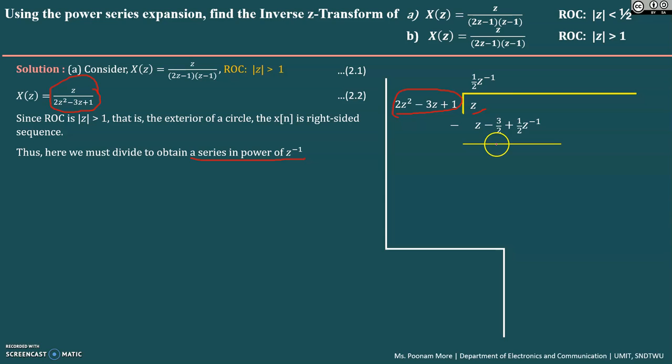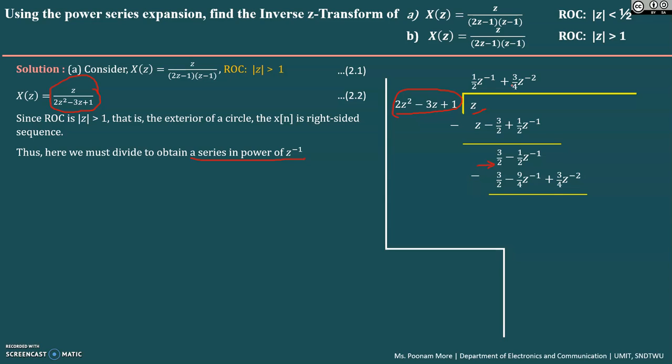Now we will perform the subtraction as the next step, and the result of the subtraction will be 3 by 2 minus 1 by 2 z inverse. Now, as the first term is 3 by 2, we will multiply our divisor with the term 3 by 4 into z raised to minus 2. Upon multiplying 3 by 4 into z raised to minus 2 with 2 into z raised to 2, we will get 3 by 2.